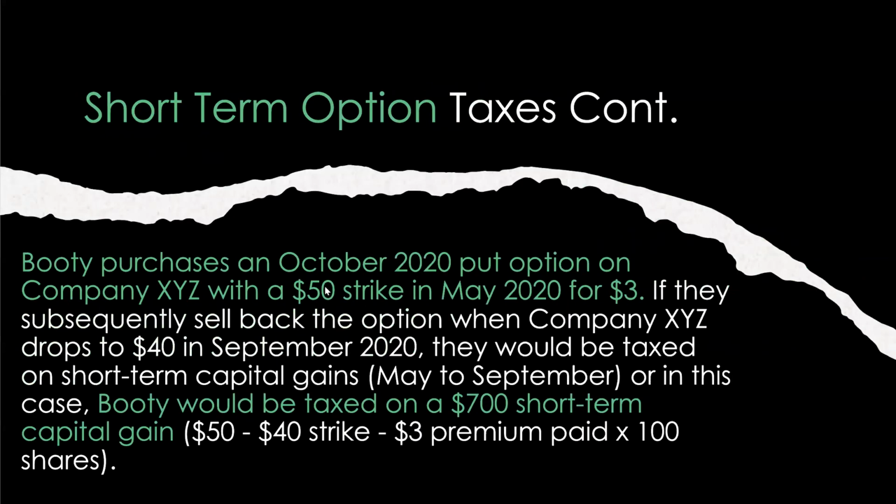So Booty purchases an October 2020 put option on company XYZ with a $50 strike in May 2020 for $3. If he subsequently sells back the option when the company drops to 40 and makes those short-term capital gains, in this case, Booty would be taxed on a $700 short-term capital gain because he made money in less than 365 days. Does that make sense?